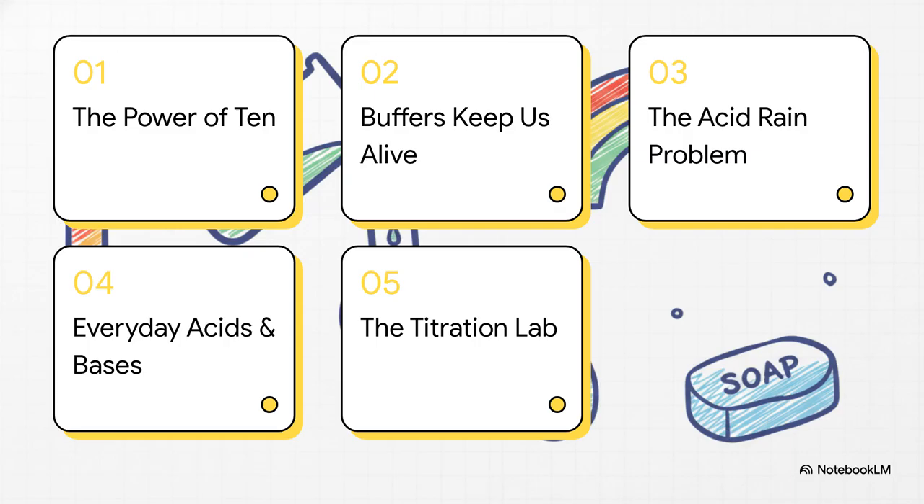First, the power of 10. Second, how buffers keep us alive. Third, the acid rain problem. Fourth, everyday acids and bases. And finally, number 5, the titration lab.